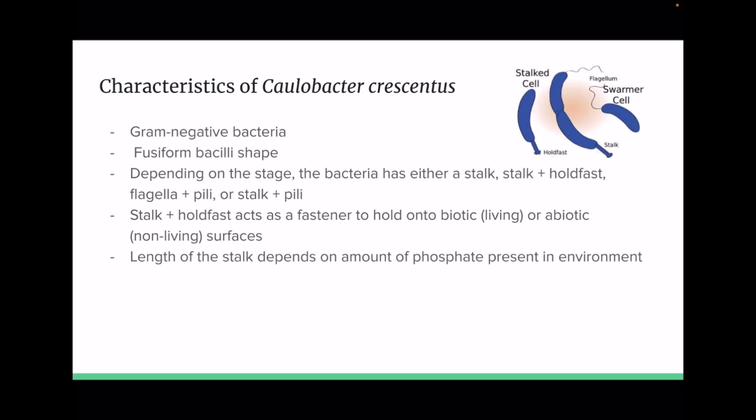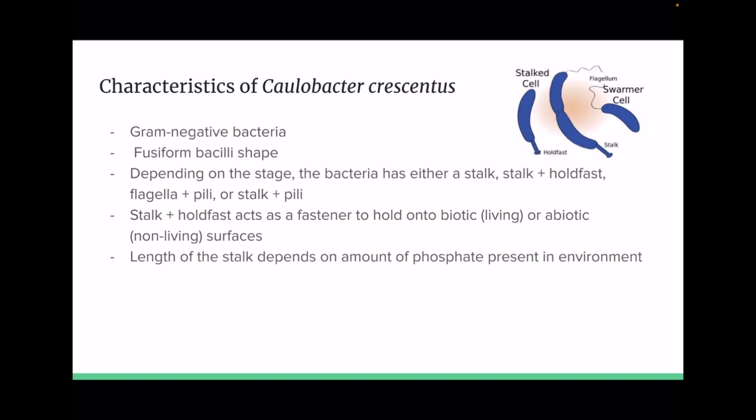Characteristics of C. crescentus. C. crescentus is a gram-negative bacteria. It has a fusiform bacilli shape. This is different from a regular bacilli in the fact that its cell body is more elongated and thin, but it still does maintain an oval shape. Depending on the stage, the bacteria has either a stalk and a holdfast, flagella and pili, or stalk and pili.